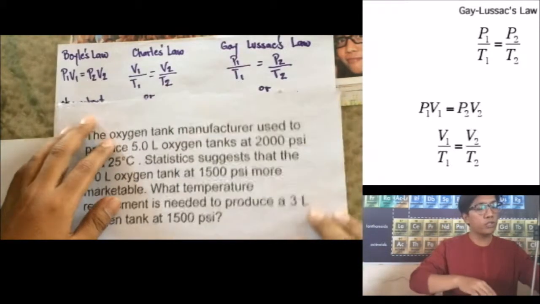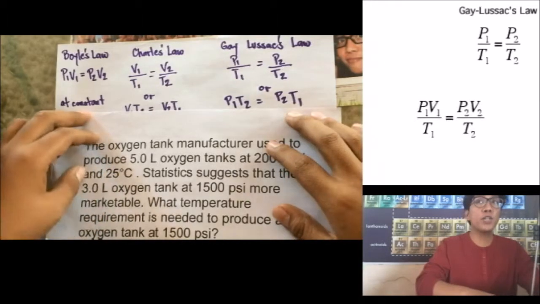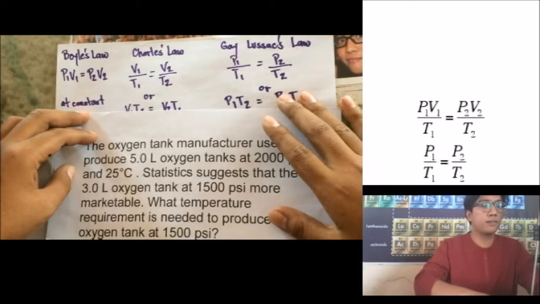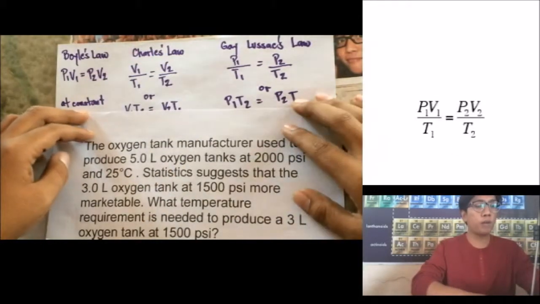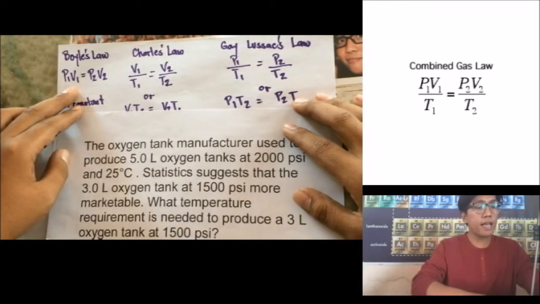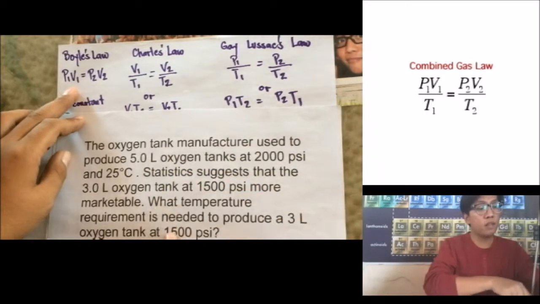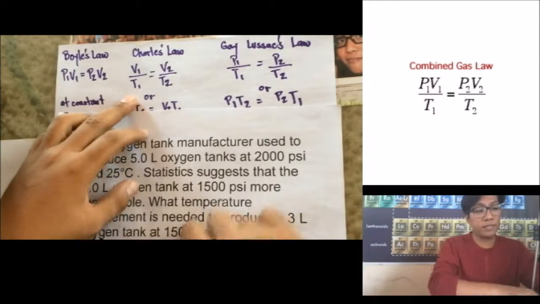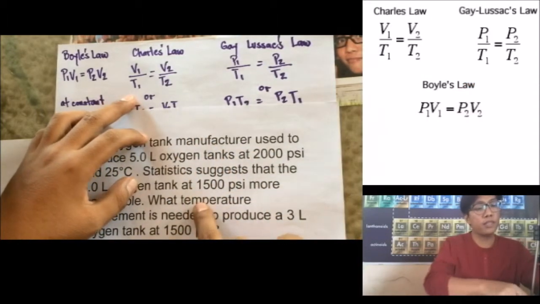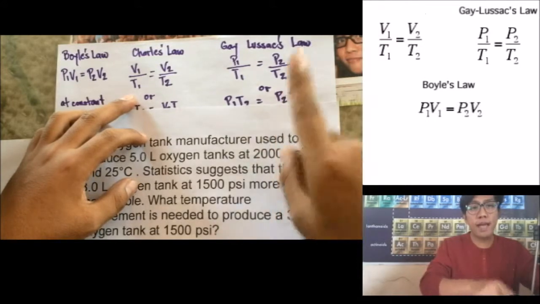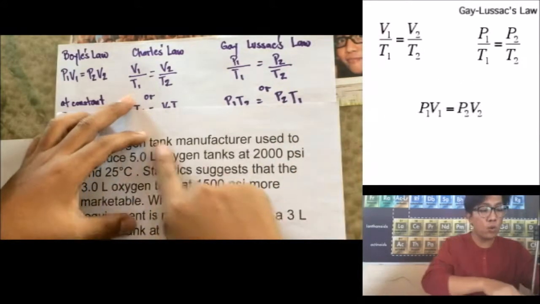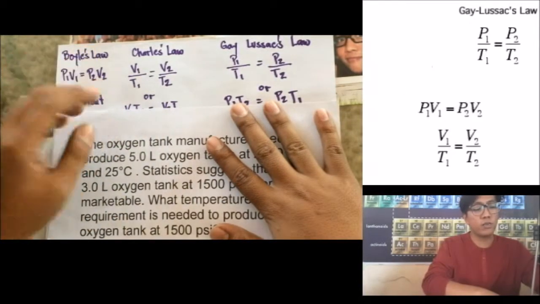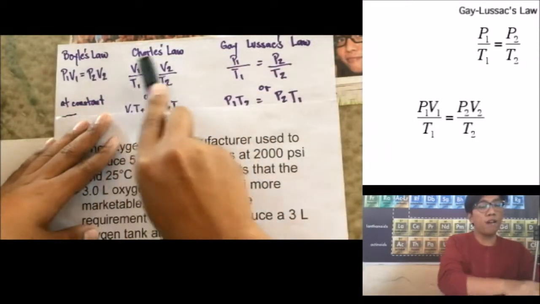Now if we look at Boyle's law to see if it is the correct equation that we can use to solve the problem, we can see that it is lacking temperature, so basically we cannot solve this. For Charles' law, it is lacking pressure, so we cannot solve this problem again. For Gay-Lussac's law, it is lacking volume, so we cannot use the equation.